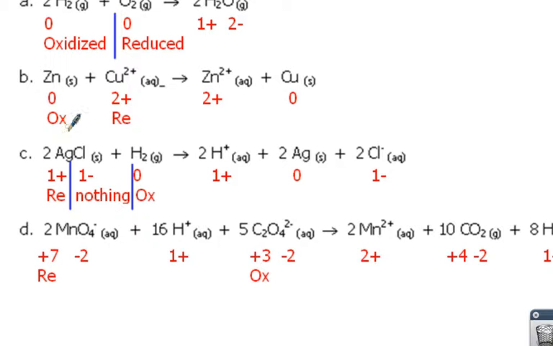And then some of them were neither oxidized nor reduced because their charge didn't change, like the chlorine in C here. Chlorine's a -1, and when it's all said and done, it's still a -1, so it's neither oxidation nor reduction.